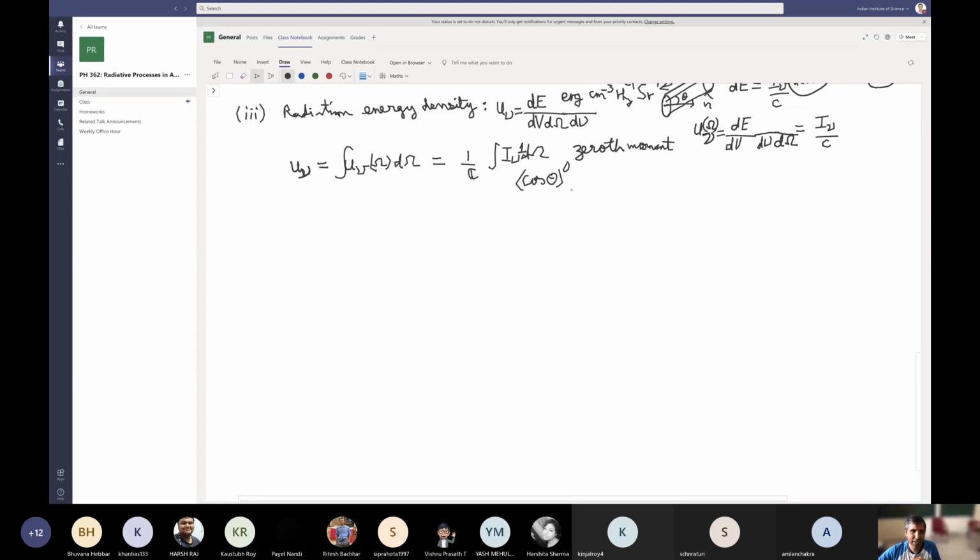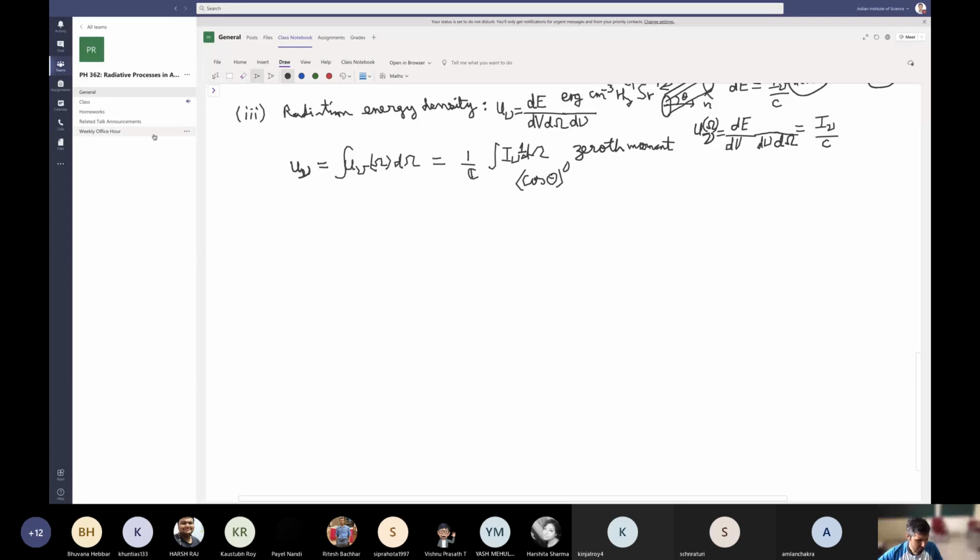We had flux, which was cos theta to the power of 1. We had pressure, which is cos theta to the power of 2. And this is just I nu d omega. You're just adding up all the I nus along all different solid angles. So this is called the 0th moment.